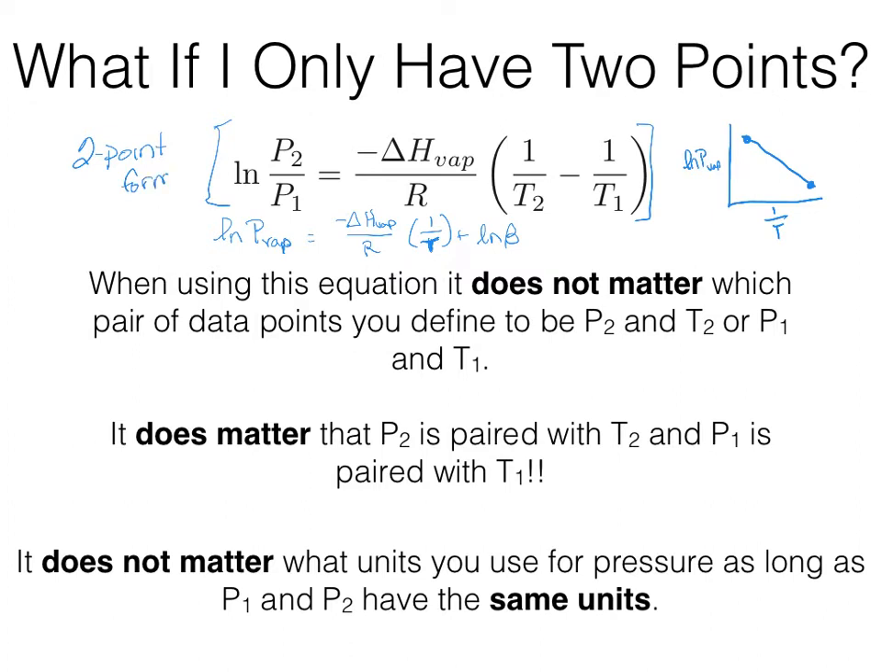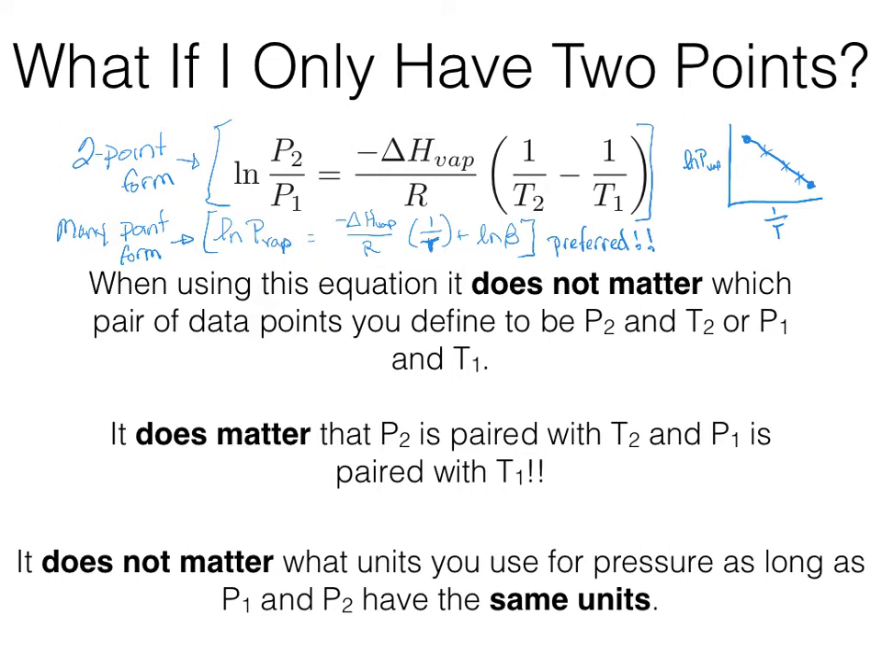Now, we only use this form when we have 2 points. The other form is the many-point form. They're the same equation. The many-point form is preferred because we get much better fits of our line if we have lots of data points. It helps us with our error, but sometimes we can't get those.